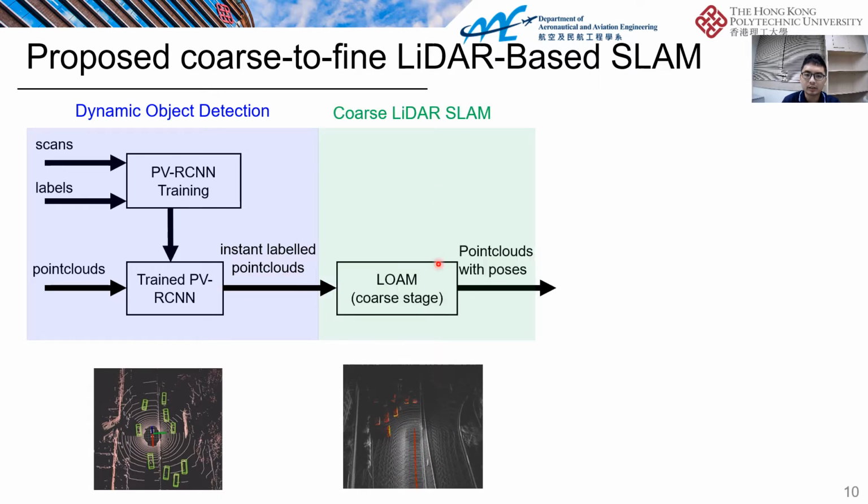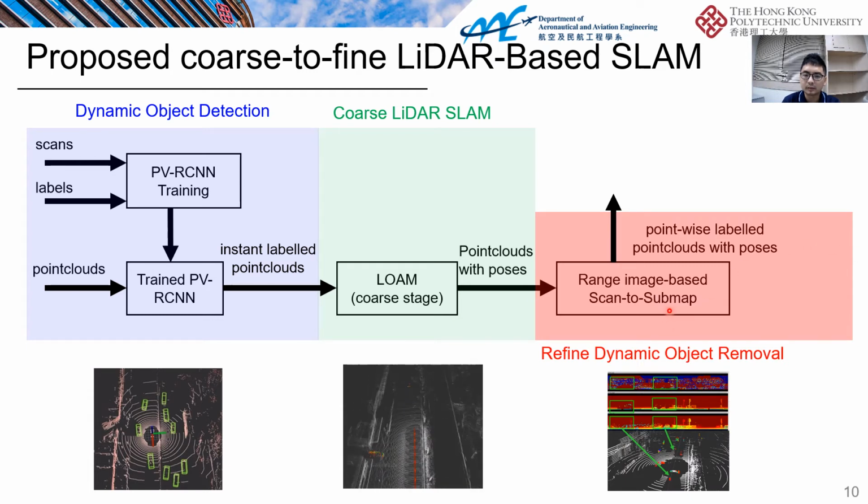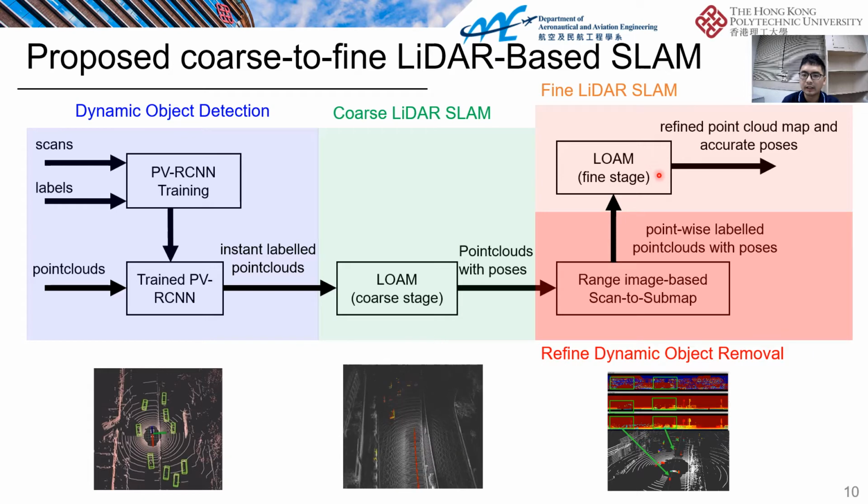In the coarse LiDAR odometry and mapping stage, we do pose estimation, so we can get the point cloud with the poses. After that, the poses can accumulate into a submap, so we can implement a range image-based scan-to-submap visualization check of the difference between the scan and submap to further refine the dynamic object removal. Finally, we have LOAM in the fine stage. It can output the refined point cloud map and the accurate poses.